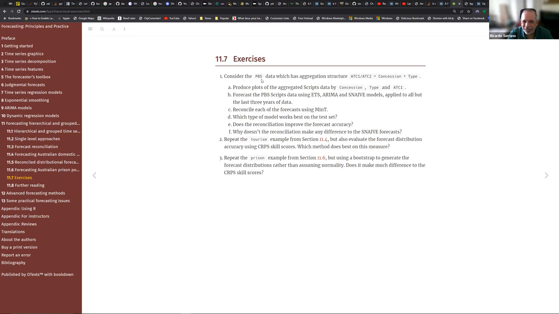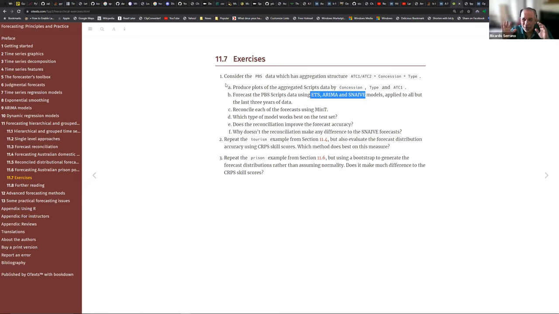It is from the Pharmaceutical Benefits Scheme in Australia. We have seen this one. It has an aggregation structure, the ATC1 and ATC2, by concession and by type, and then it gives you some exercises that we can do. Interestingly, it tells us to use three methods now, instead of only ETS: check the ARIMA and also check the SNAIVE. Okay, so let's try to do this.